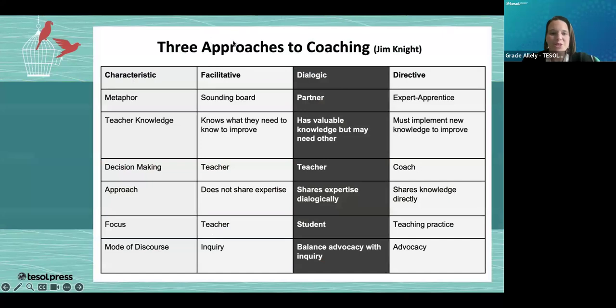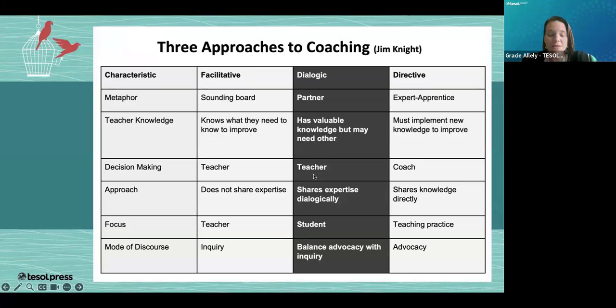So there are three approaches to coaching, and the Swell coaching for the Swell program works on the dialogic model, where we're a partner and where we have valuable information, but we need each other. I might have more information about language acquisition and how to work with English language learners, but I am not very good at math. So by working with a math coach, we are working on each other's strengths and growth areas and learning from each other.